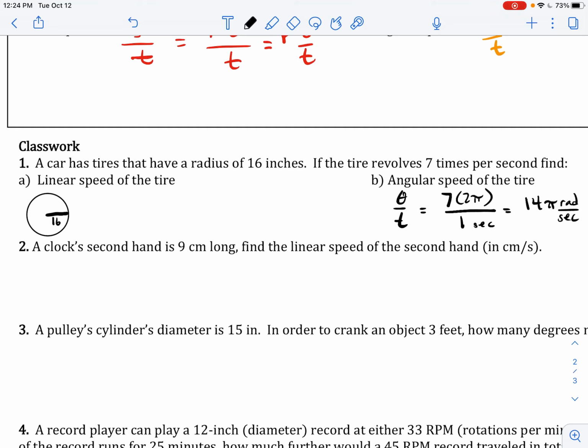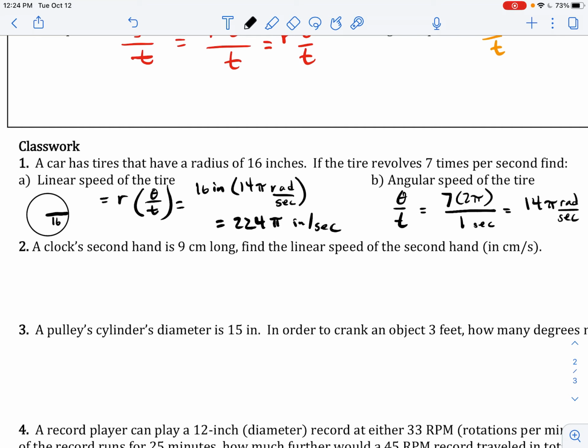To find my linear speed, I'm just going to take what I just found. So I would say my linear speed is equal to r times theta over t. If our radius is 16, I'm just going to go 16 times 14 pi radians per second, which comes out to be 224 pi inches, and I should probably have noted that my radius was in inches. So this is going to be in inches per second, because I've now talked about the distance traveled over time.